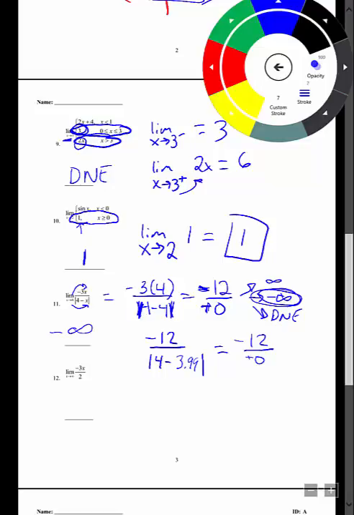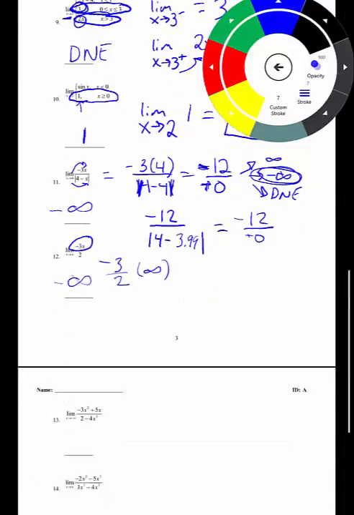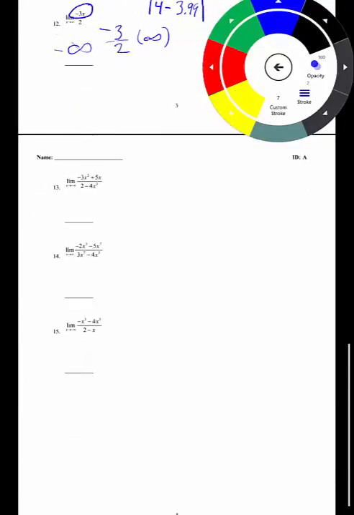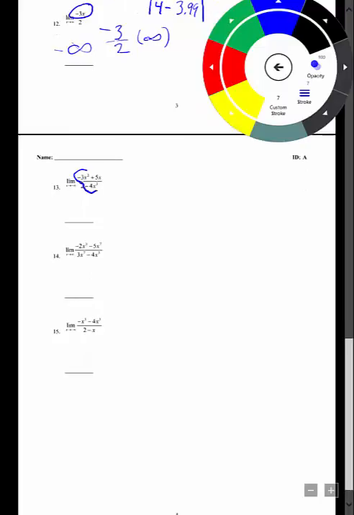Right, in this case, x approaches infinity. We see that the numerator is bigger, so we plug in infinity there. It's like having negative 3/2 times infinity, which is negative infinity. Alright, number 13, we're going to check just the biggest exponents. So that's like having negative 3x squared divided by negative 4x cubed. The denominator is bigger, so the limit just goes to 0. When the denominator is bigger, it's always going to 0.